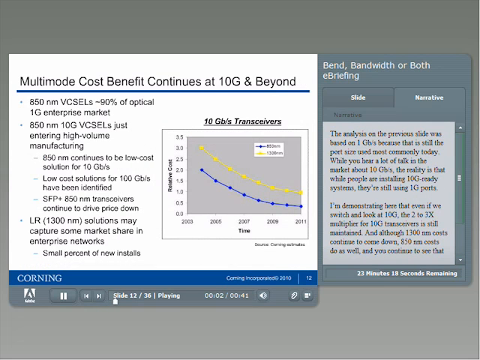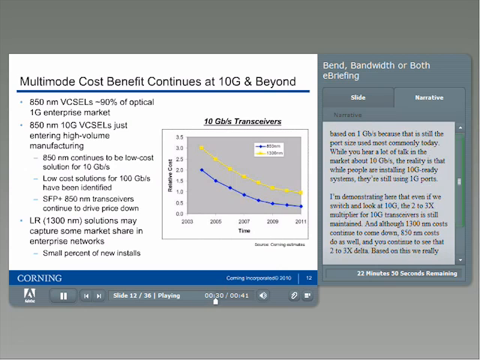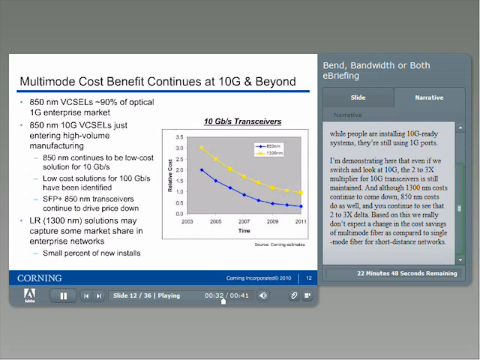The analysis on the previous slide was based on 1 gigabit per second because that is still the port size used most commonly today. While you hear a lot of talk in the market about 10 gigabit per second, the reality is that while people are installing 10 gig ready systems, they're still using 1 gig ports. I'm demonstrating here that even if we switch and look at 10 gig, the 2 to 3x multiplier for 10 gig transceivers is still maintained. And although 1300 nanometer costs continue to come down, 850 nanometer costs do as well, and you continue to see that 2 to 3x delta.